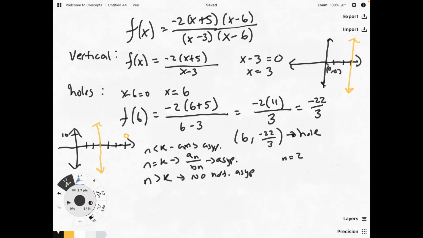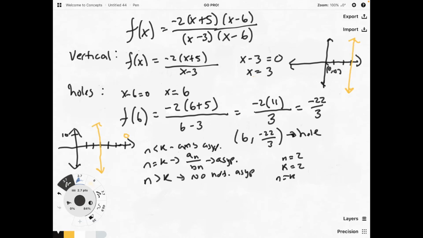And then we do the same on the denominator, where we have x multiplied by x, which is going to be x squared. And that is our highest degree there as well. So k is equal to 2. And what we see in this problem is n is equal to k. When n is equal to k, we know we need to take the leading coefficient of our numerator and divide it by the leading coefficient in our denominator.